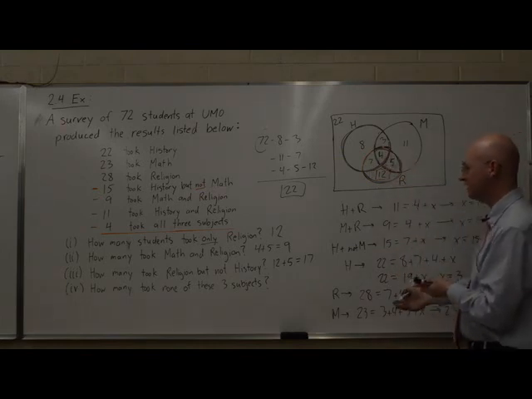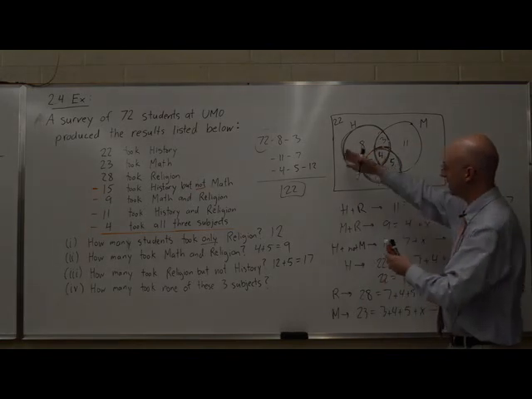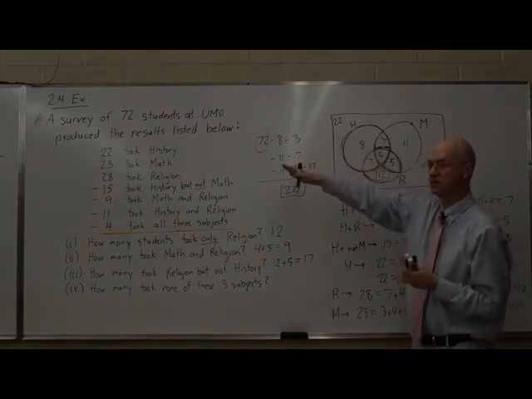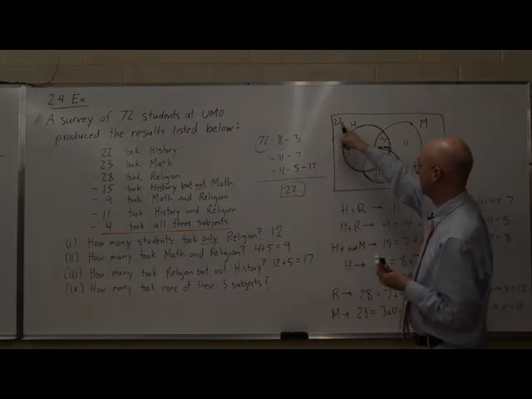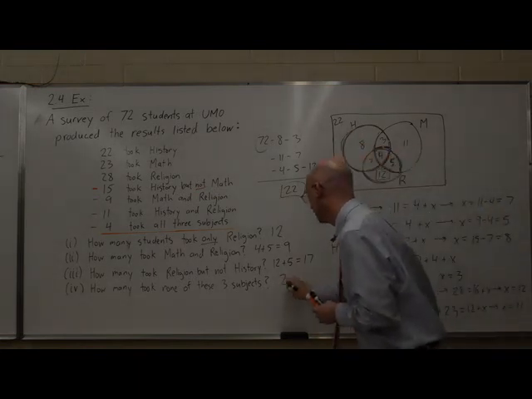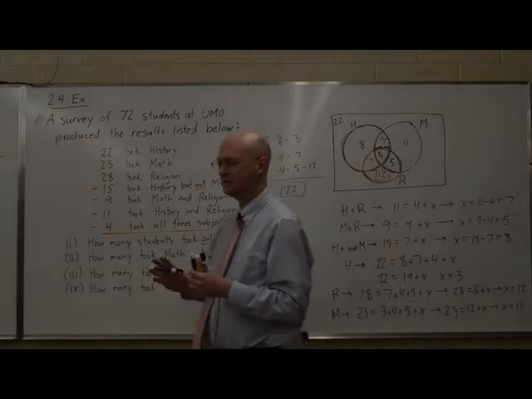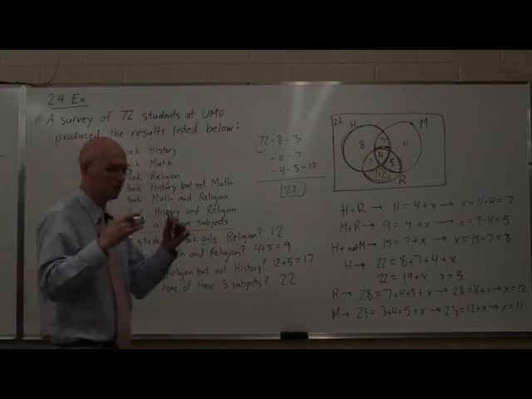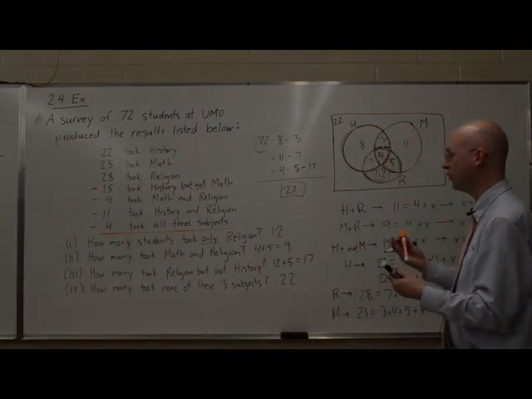And then lastly, how many took none of these? Well, that was that last computation we did when we subtracted all the values in the picture from 72. And we got the 22. So there were 22 students that took none of these subjects. So again, all of these survey questions are a little bit different from each other, the way they'll be asked, as you see in different problems in your assignment or on your test. But they can all be approached in the same standardized way.